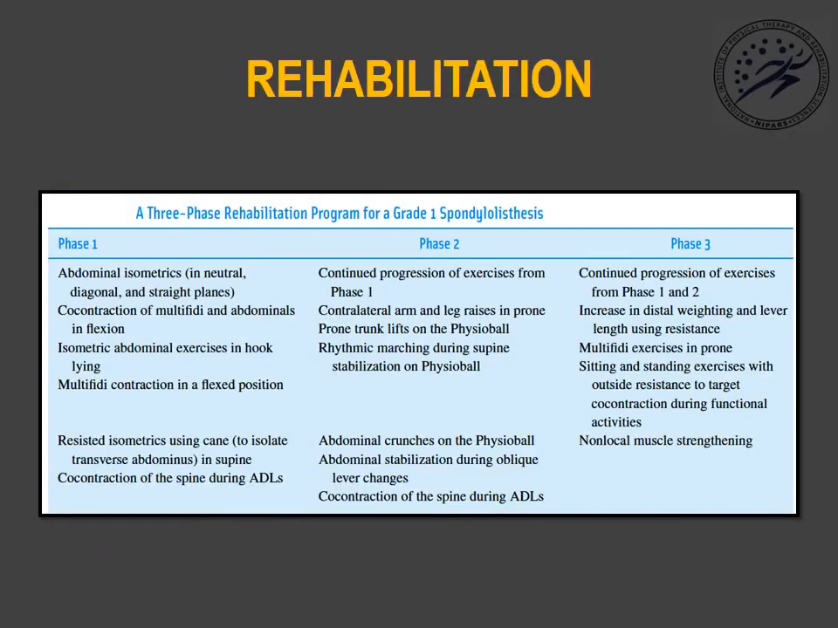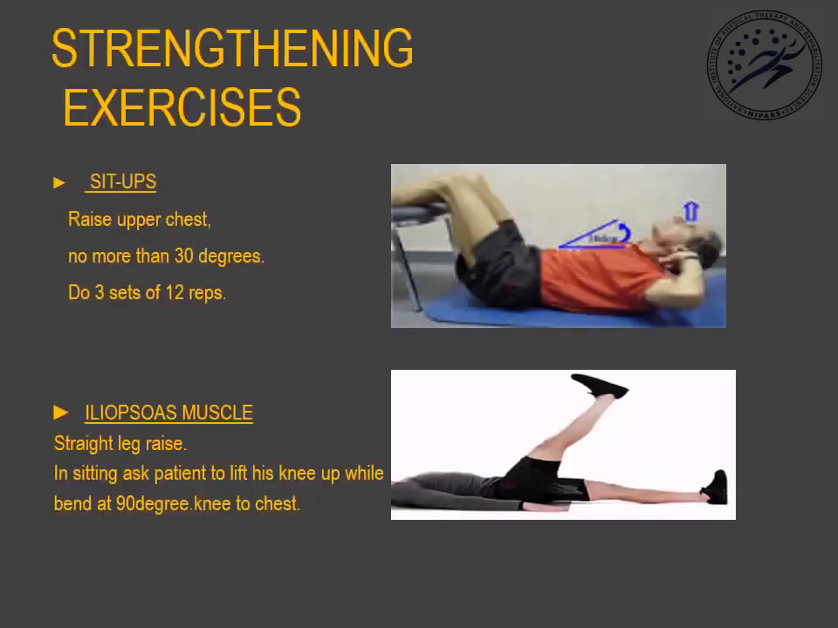joints. Now rehabilitation. This is the rehabilitation program which can be used for a grade 1 spondylolisthesis. It is divided into phase 1, phase 2 and phase 3. Other exercise regimes are discussed further. Let's talk about other regimes of exercises.